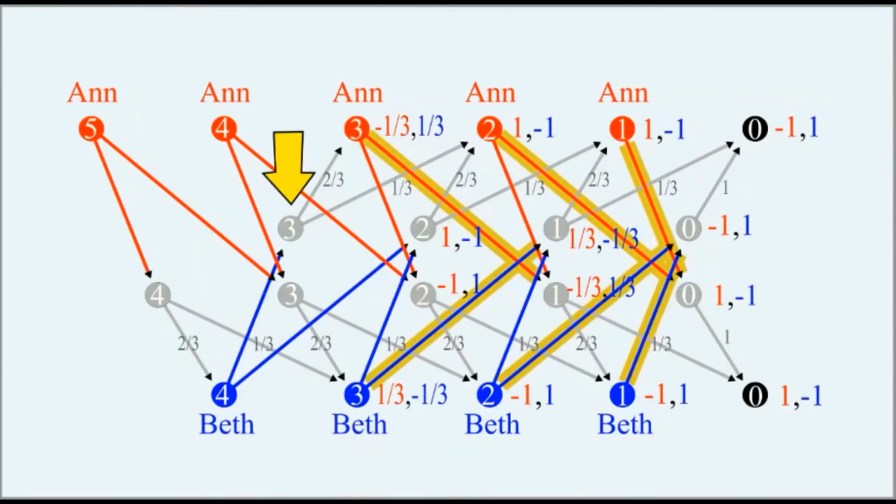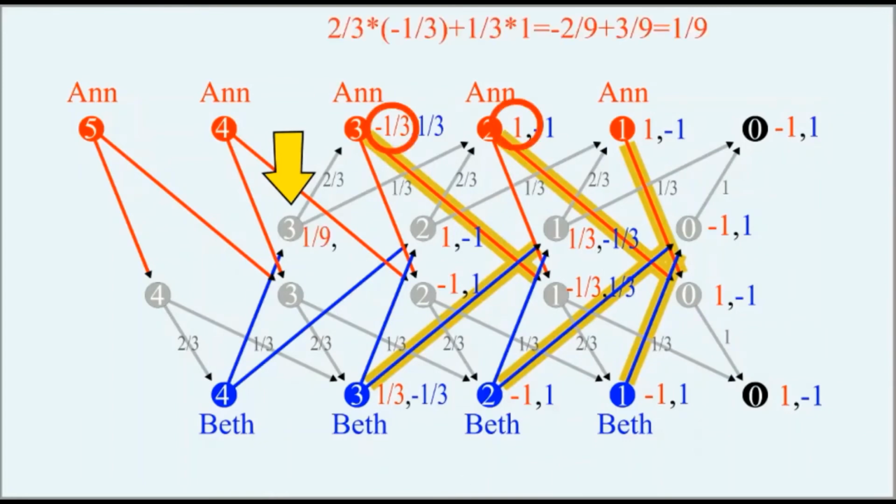Another random move, and a little more interesting than before. So what are the expected payoffs in this case? Well, we look at 2 over 3 and negative 1 over 3 and 1 over 3 and 1, and we do the calculation. 2 over 3 times negative 1 over 3 plus 1 over 3 times 1. So we get eventually a payoff of 1 over 9. We write it down here. And we have to do the very same calculation, but now for the blue, for Baz.